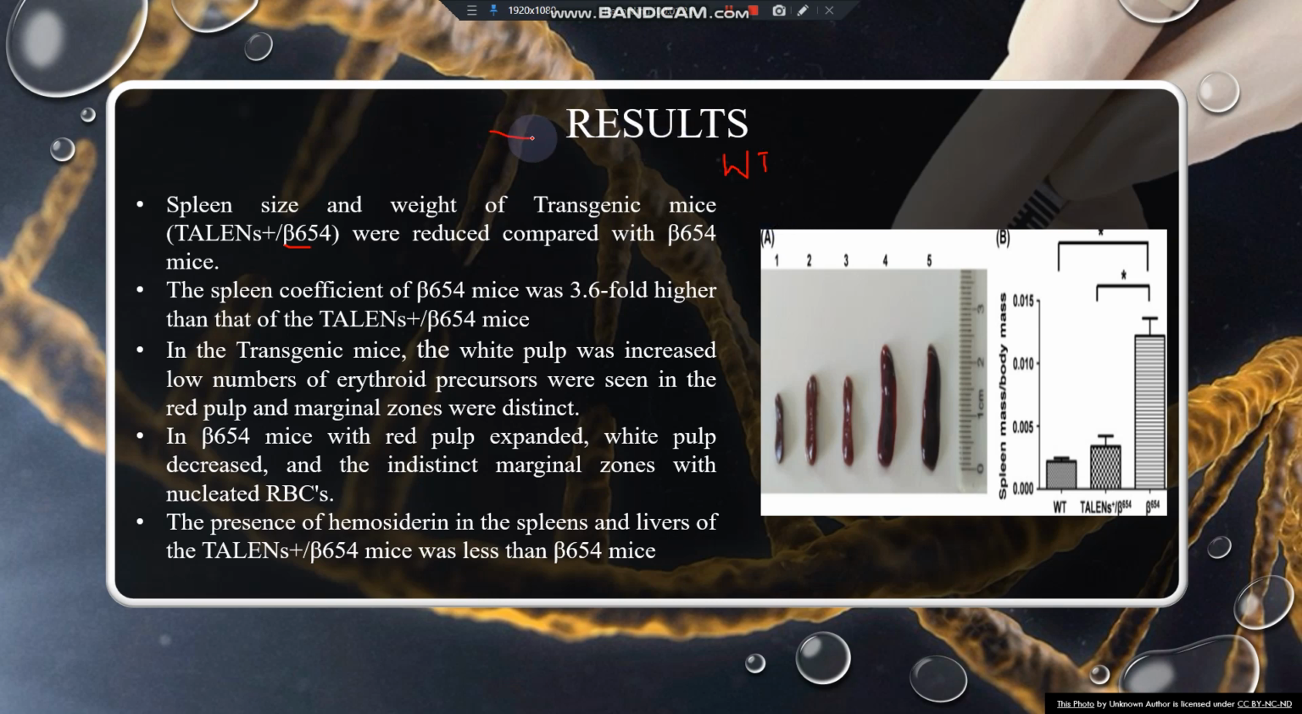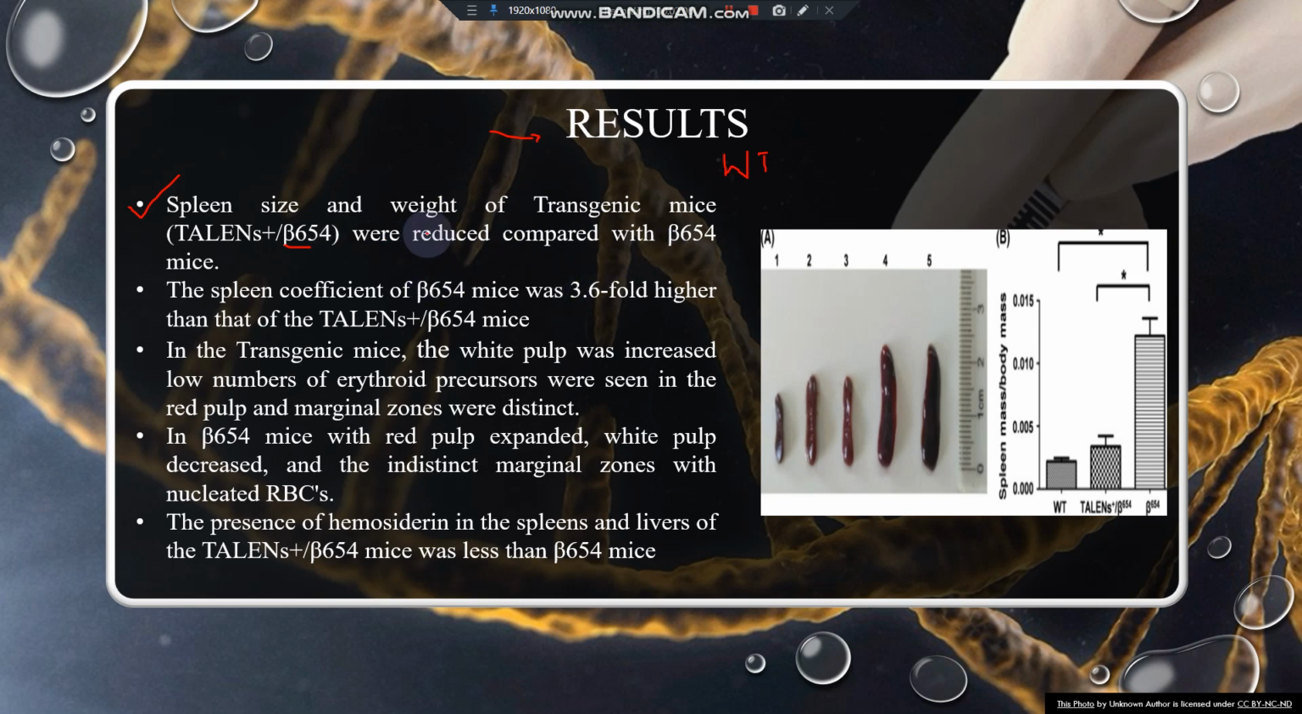So I included the result which talked about the mice model, because my research article was all about how TALENs is used for gene editing in beta thalassemia in mouse models. So I included this result. To determine the positive therapeutic effects of TALEN-mediated gene editing, I am going to talk about the spleen, and here about spleen size. Spleen size and weight of transgenic mice were reduced as compared with beta thalassemia mice.